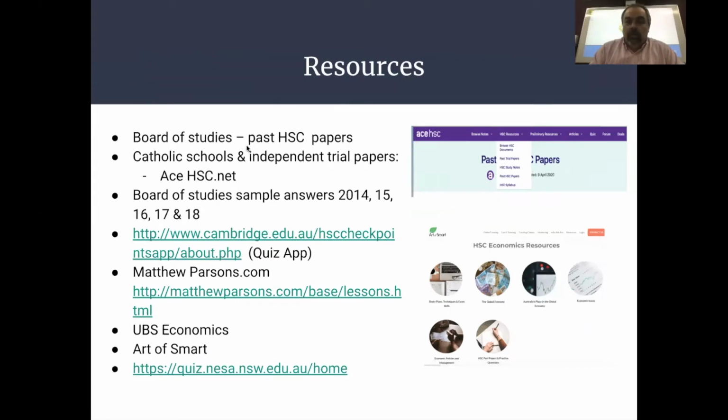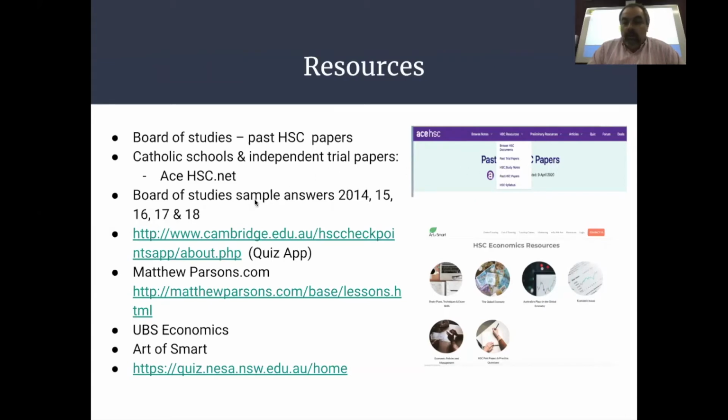So the Board of Studies, sorry, that should have been updated. That should be NESA. They have the HSC past papers. There's Catholic schools and independent papers. You can look on the right-hand side here and you can see that ACE HSC is typically a good source, and there's some good sources of papers that are around different subjects there, and there's course notes.